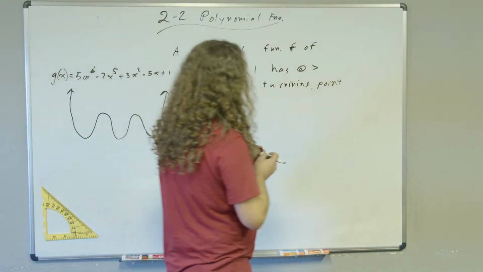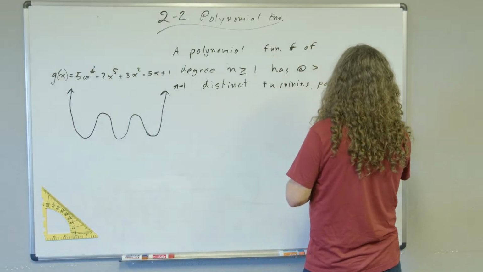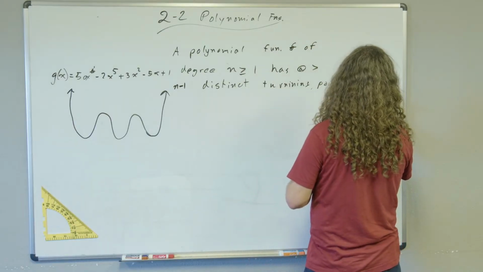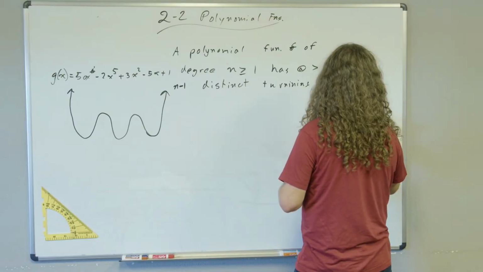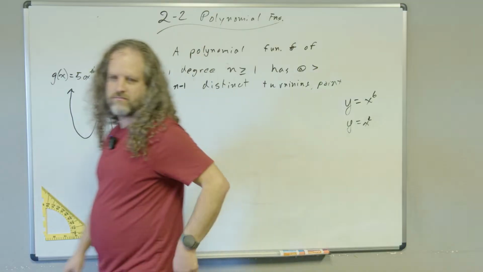So like if you graph this, just graph y equals x to the 6th and graph y equals x squared on the same graph and compare them.